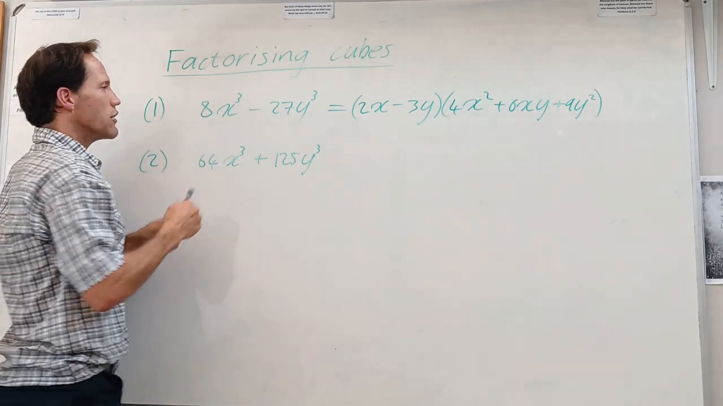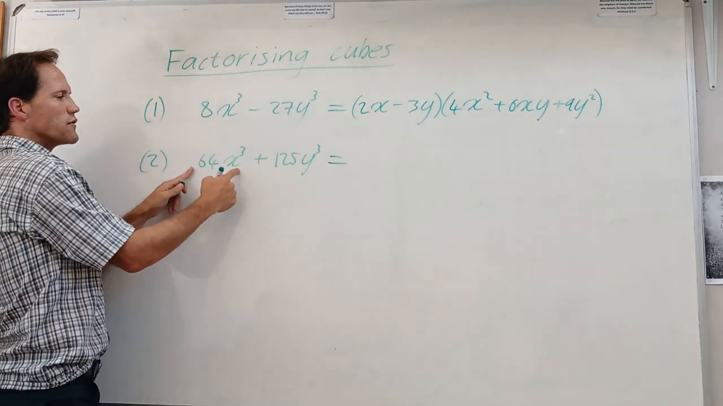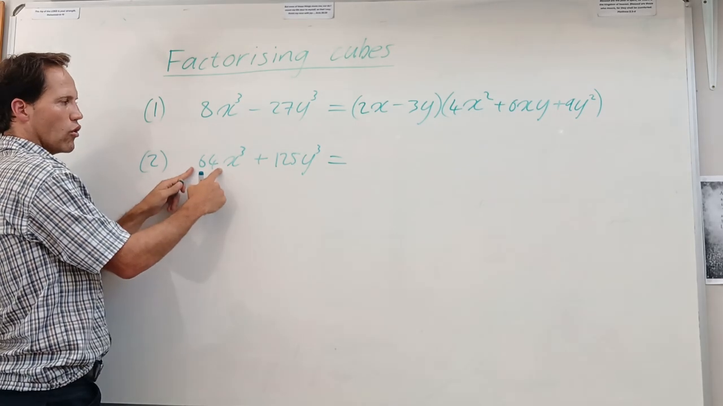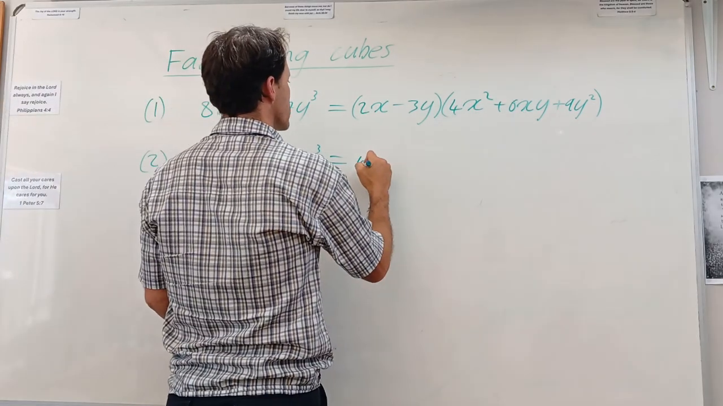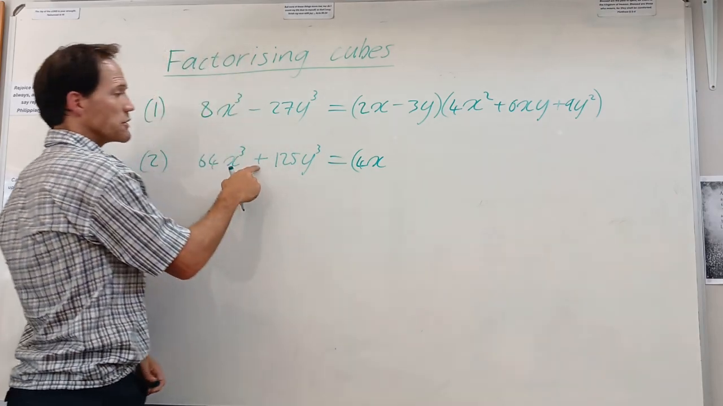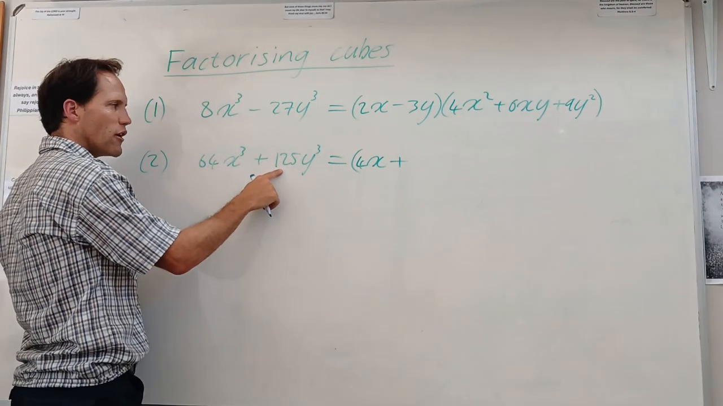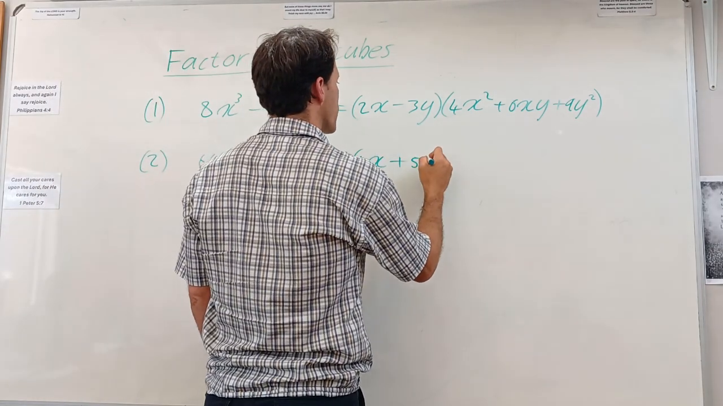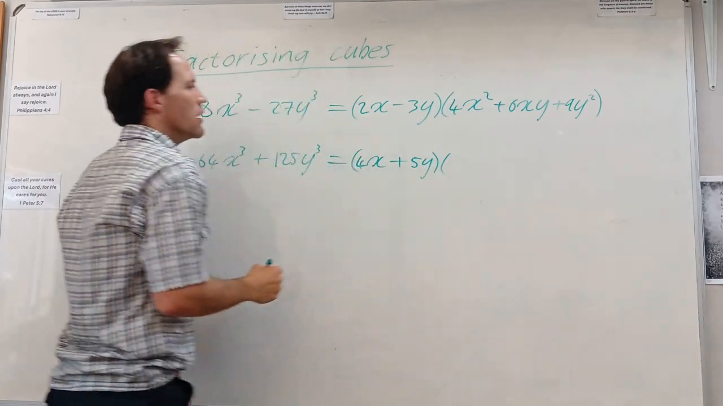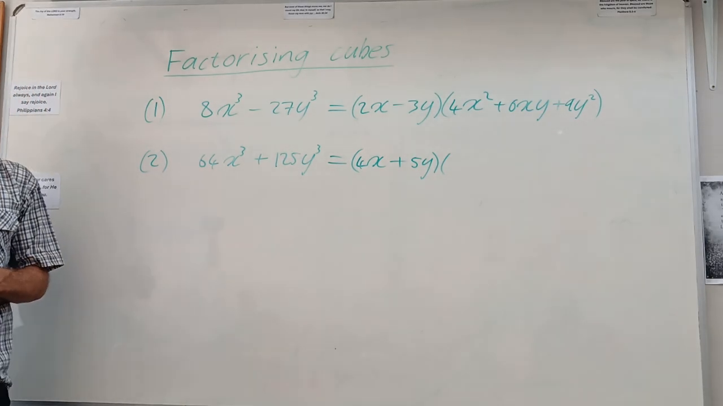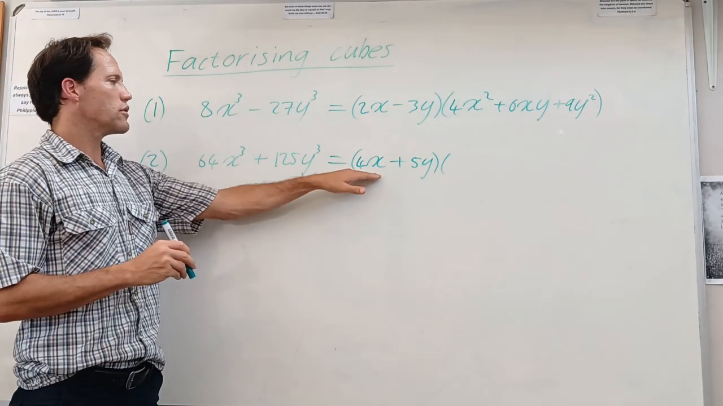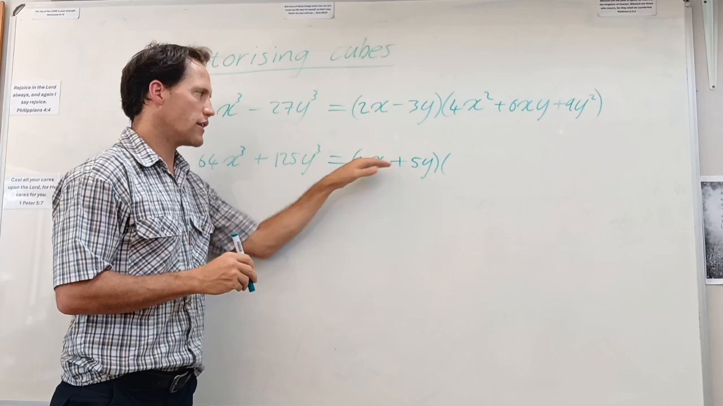Okay. So with this one, the cube root of 64 is 4, so it's going to be 4x. Now it's plus, so now we start with a plus. And then the cube root of 125 is 5, so it's going to be 5y. And then we square them. Write the cube root, and then square them.